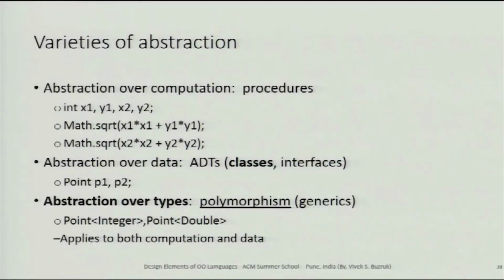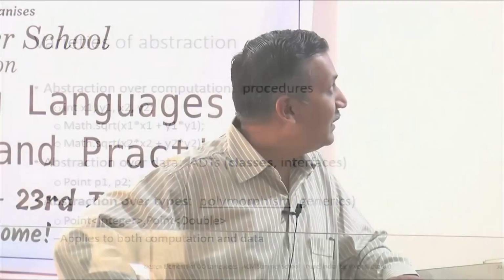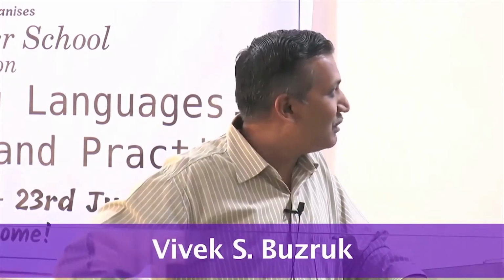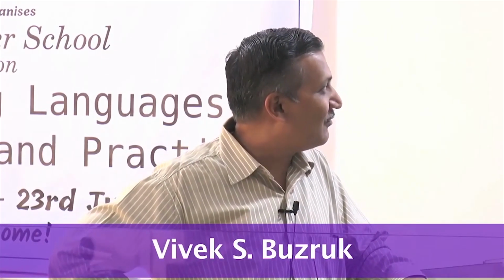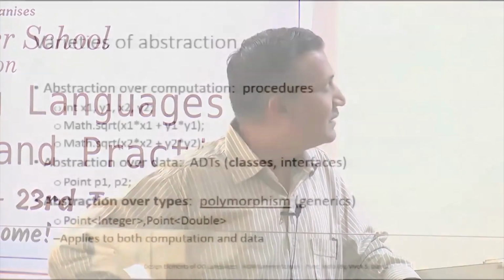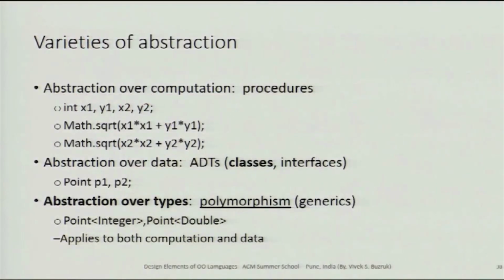So let's start now. We want to concentrate more on the polymorphism side. Just to recap on the varieties of abstraction, somebody asked me a question about classes and all this. There is abstraction over data, and then there is abstraction over computations through the procedure we are familiar with. Now what we are talking about is more of an abstraction over type.